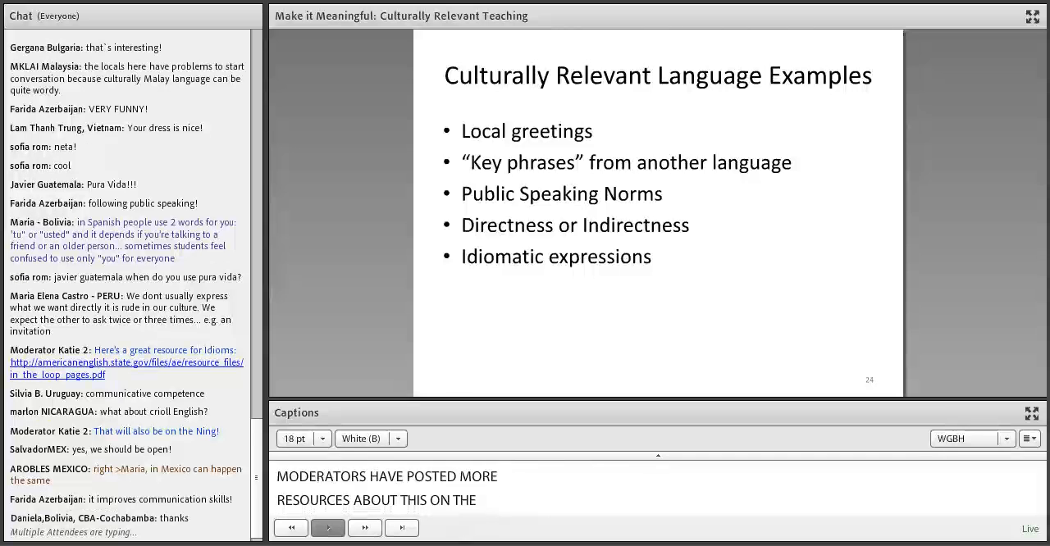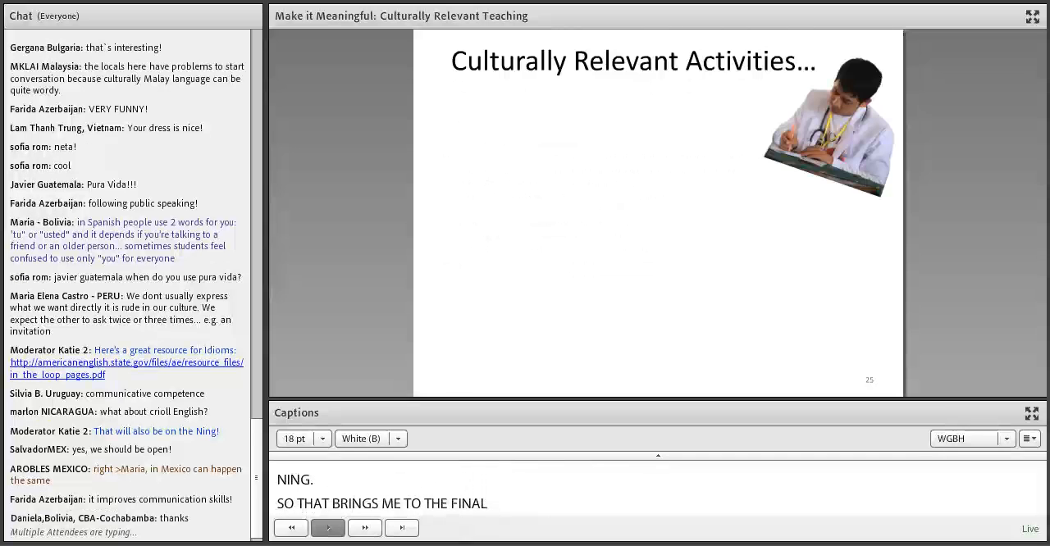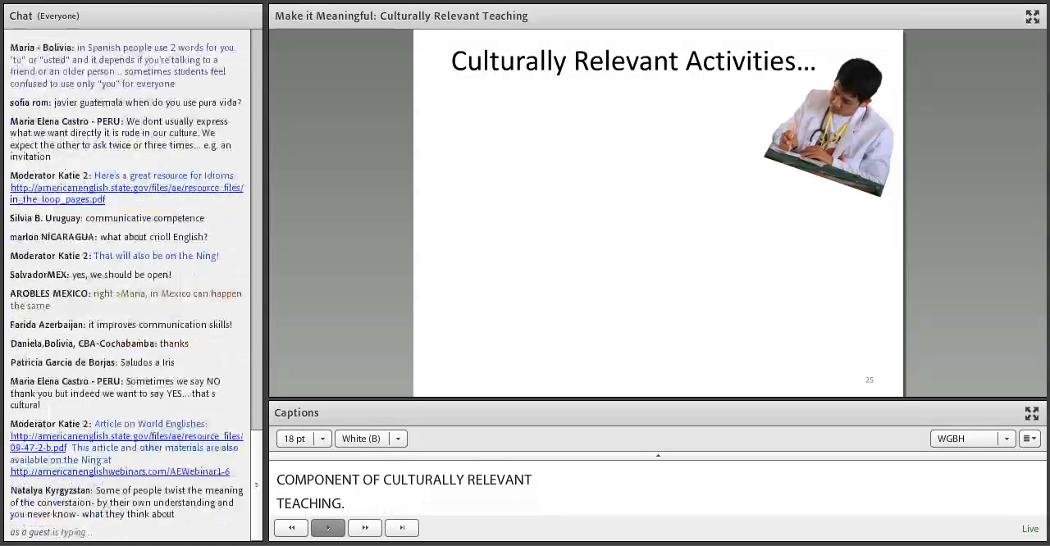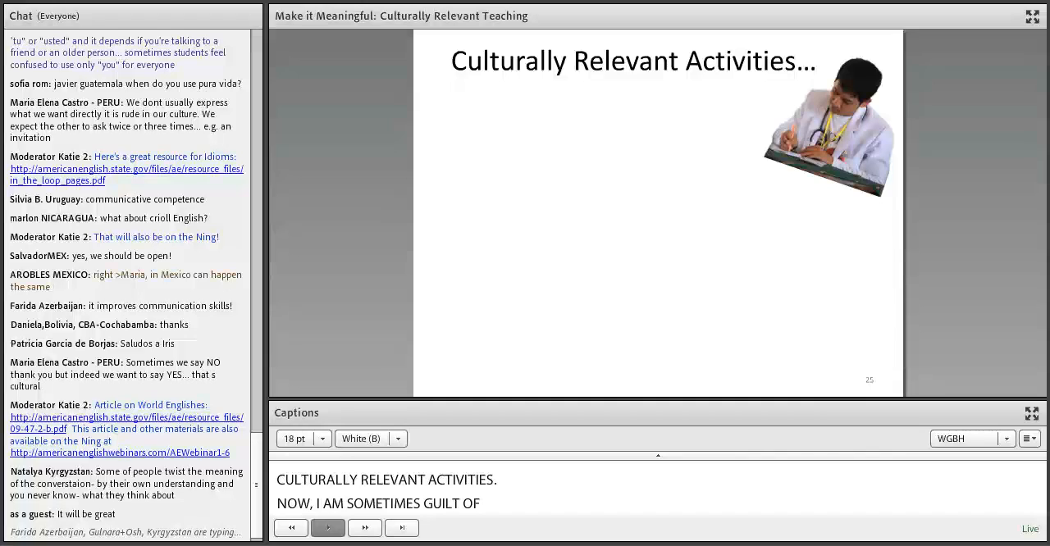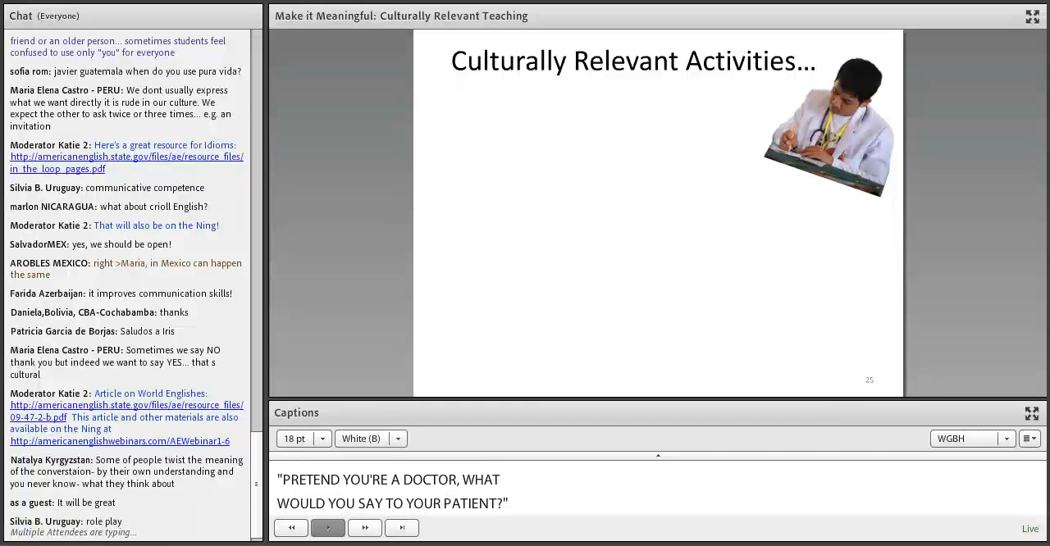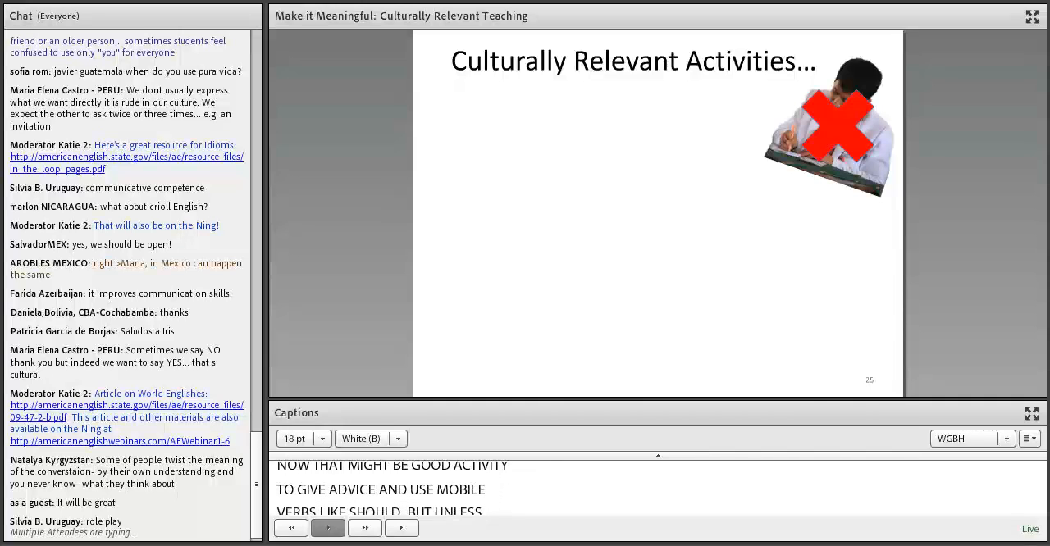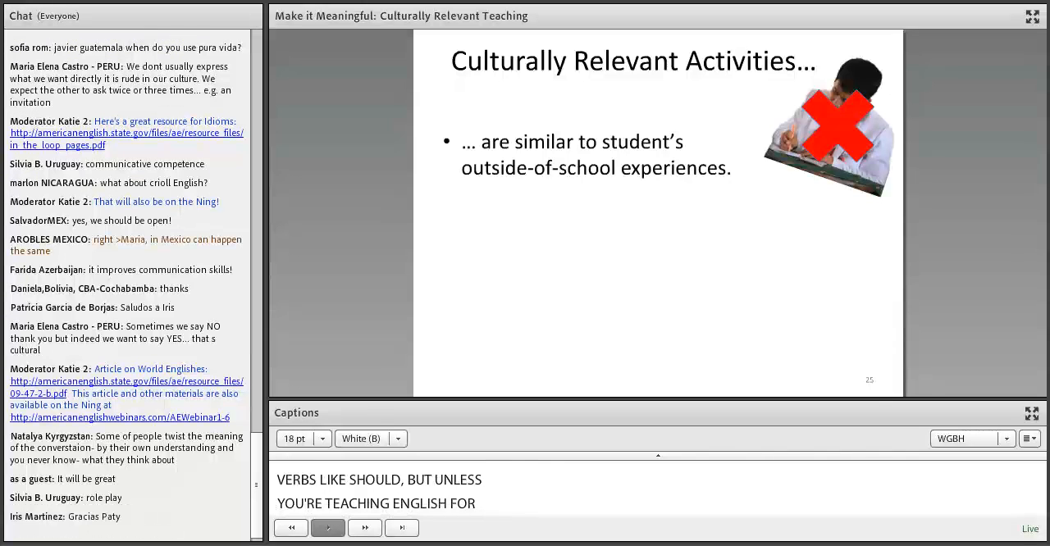So that brings me to the final component of culturally relevant teaching, culturally relevant activities. Now, I am sometimes guilty of this myself. But sometimes English teachers plan activities like, pretend you're a doctor. What would you say to your patient? Now, that might be a good activity to give advice and use modal verbs like should, but unless you're teaching English for specific purposes to nurses or doctors, it doesn't really relate to most students' lives.